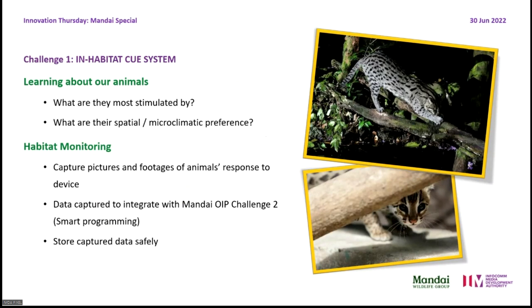And of course, with all of these cue systems applied, the main thing that animal care or the life sciences is very interested in is, of course, to learn more about our animals. What are they most stimulated about? Which sounds are we able to use to instigate different behaviors? And of course, what are their spatial preferences and space allocation within their habitats? And this is with the understanding that we are trying to create as much dynamic as possible within their habitat system. We are trying to use as much usable space, and we would like to trigger as many behaviors within the spaces that we provide for our animals.